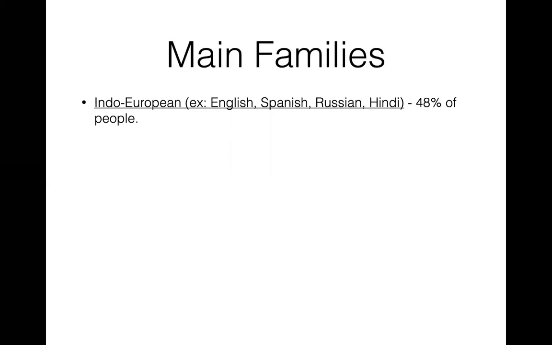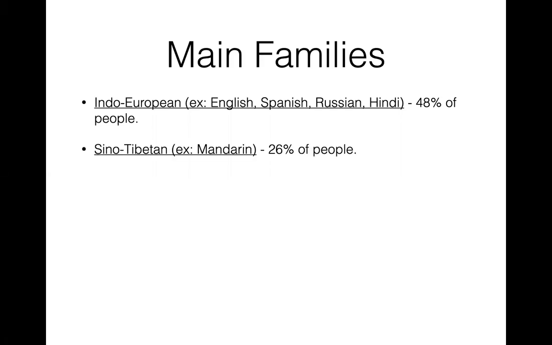The main big families are Indo-European, 48% of people, according to this statistic. I'm not sure how accurate that is now as things have changed. I think this number is probably about 12 to 15 years old now, so it could be a little bit different. But Indo-European, about 48% of people.